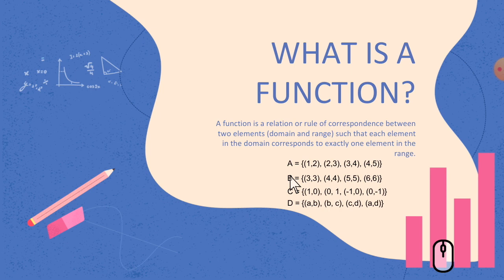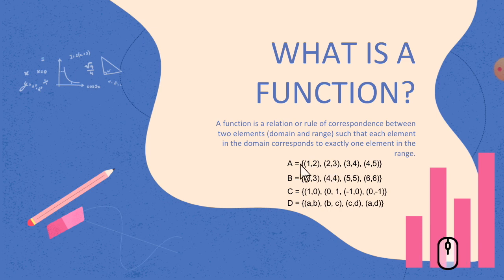So, lagi nating tatandaan na yung ating domain ay yung first element sa ating ordered pairs. So, ito yung mga yon: 1, 2, 3, and 4. And then the range is the second element in the ordered pairs, which is 2, 3, 4, and 5. So, kung titignan natin, ito ba ay function or not function?